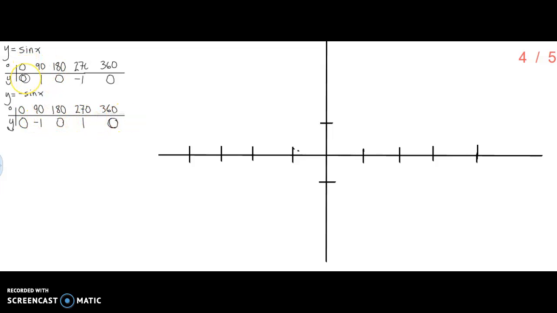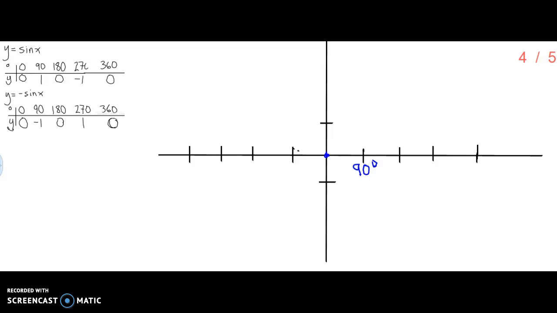Notice we start at 0, 0. That's just the nature of the sine curve. And we're just going to stick with degrees for now. We're not going to talk about radians until a little later, to prevent this from becoming too confusing too fast.